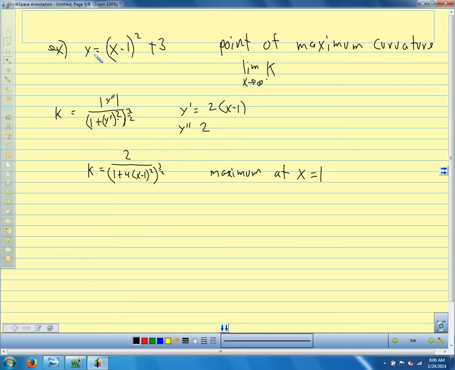So at x equals 1, y equals 3, and we're at the vertex of our parabola, just like we expected. And the limit as x approaches infinity of our curvature is 0, just like we would expect intuitively. So we hope that when we define our curvature this way, when we work with our curvature, that it conforms to the way we expect things to work. And in this example, it looks like it does.